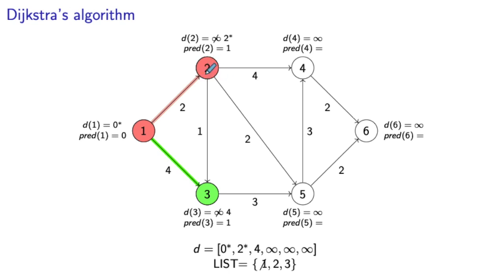So we made this label permanent. We will look at all the outgoing arcs from this node to all the nodes that have not yet been made permanent. And such arcs are 2-3, 2-4, and 2-5. Node 3 is already on the list of active nodes, but when we explore node 2, we will have to add nodes 4 and 5 also to the list of the active nodes.